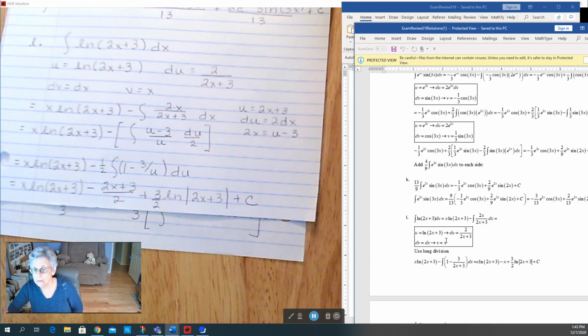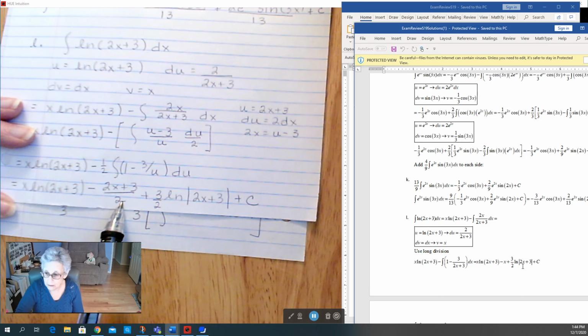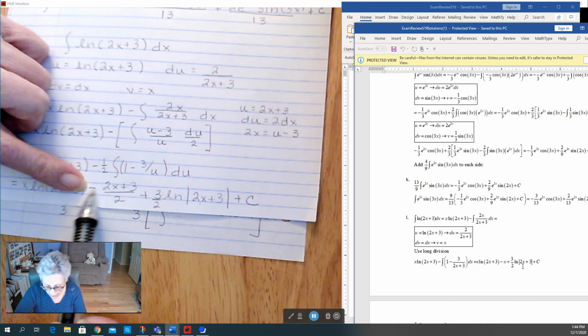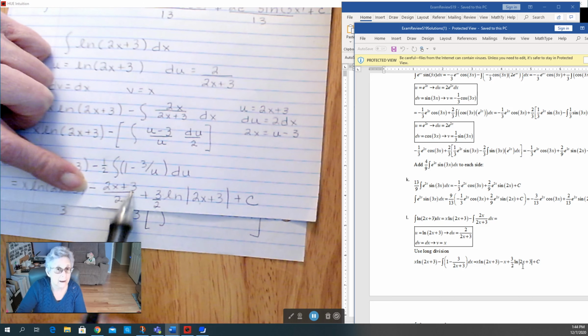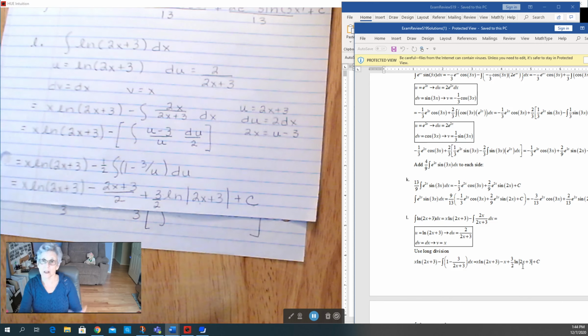Here's where I did the long division on the key, and I did 1 over 3, 1 minus 3 over 2x plus 3. I have minus x, so here I have minus 2x over 2, which is minus x. I have 3 halves of the natural log of 2x plus 3. I have this extra minus 3 halves when I did it this way, but it doesn't matter because I have the plus c, and that c can be anything. So those are the same answers, two perfectly valid ways of doing the same problem.